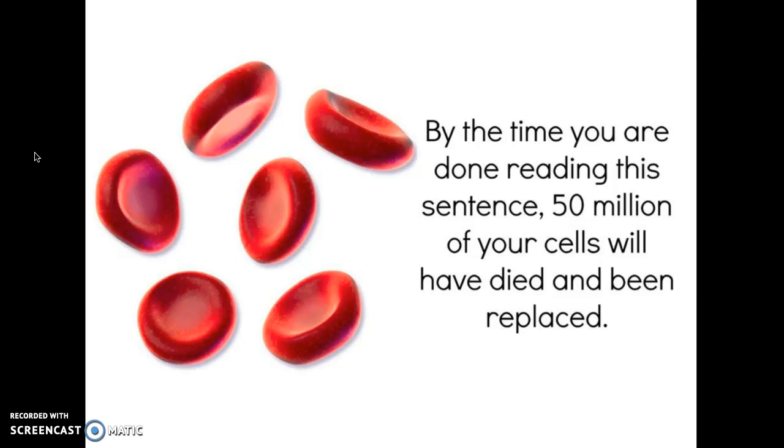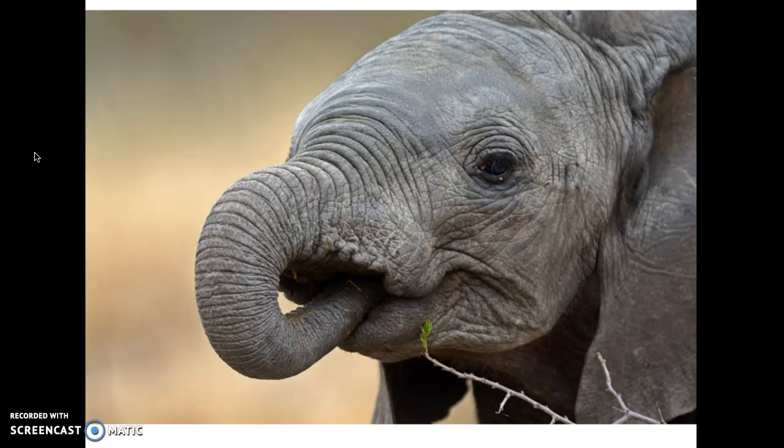Third something cool. Just as human infants like to suck their thumb to calm themselves, elephants actually do the same thing, but they use their trunk instead. So baby elephants will actually suck on their trunk to calm themselves down. It's kind of a cute little thing about them. But anyway, those are the 3 something cools.